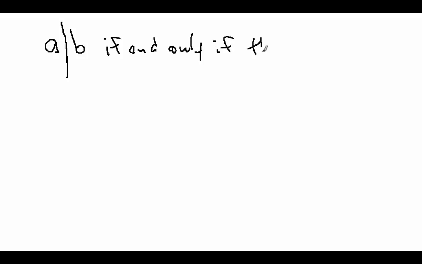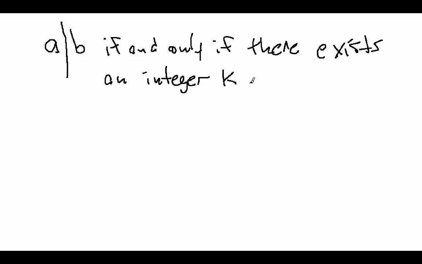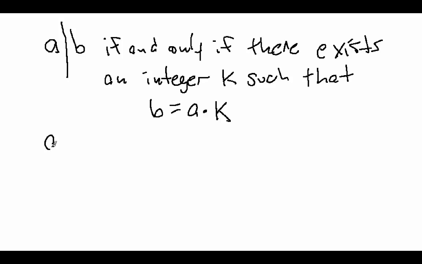We would say that a, and here's the symbolism for it, we just draw this vertical line, we say a divides b if and only if there exists an integer k such that b is equal to a times k. Otherwise, we would say a doesn't divide b.